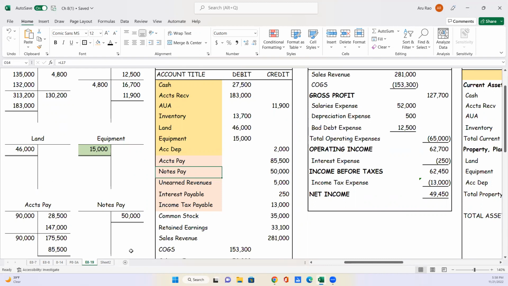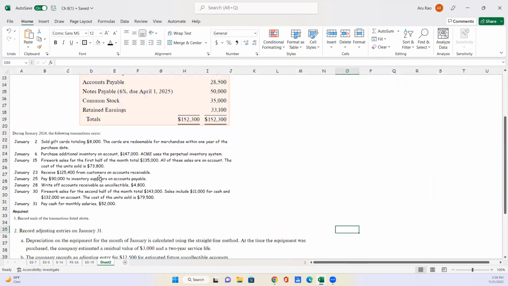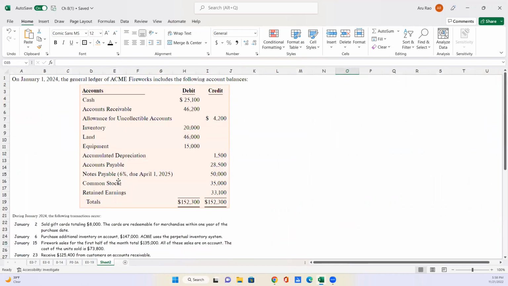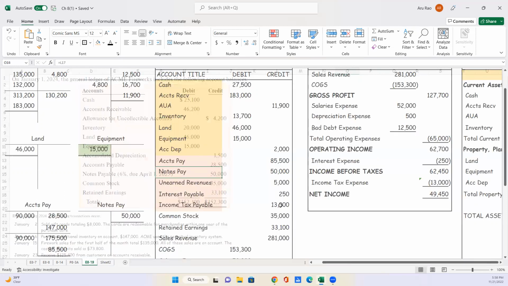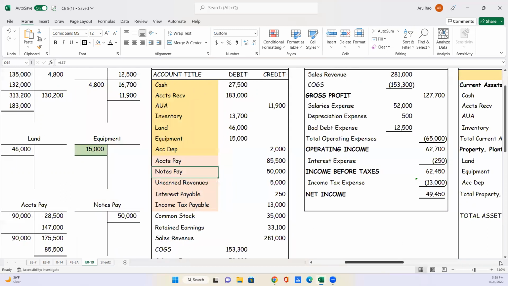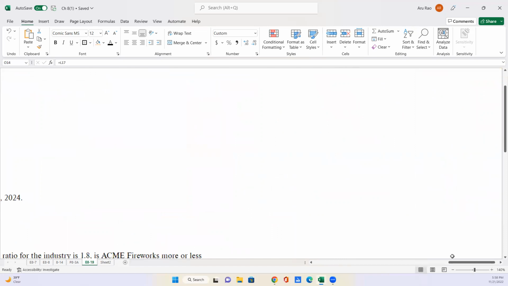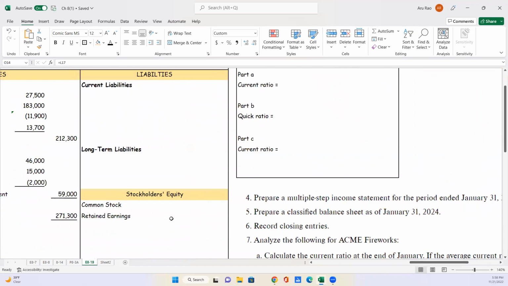The notes payable, I'm going to go back again to the original problem and see what information was given to me. Notes payable is due on April 1st, 2025. We are doing the financial statements on January 31st, 2024. So it is more than 1 year. Therefore, it's long-term. A classification is important. Those dates are important for that reason.